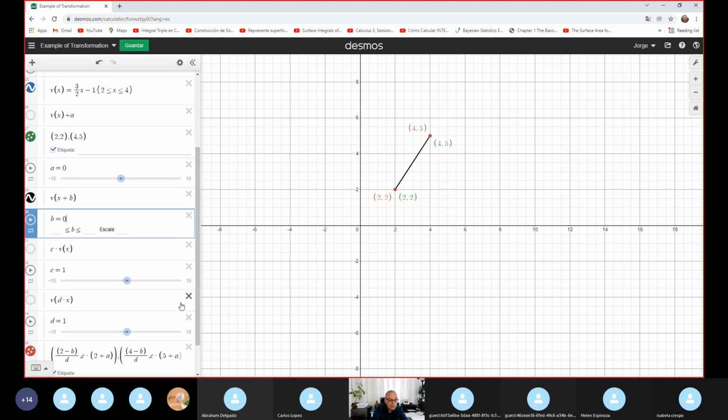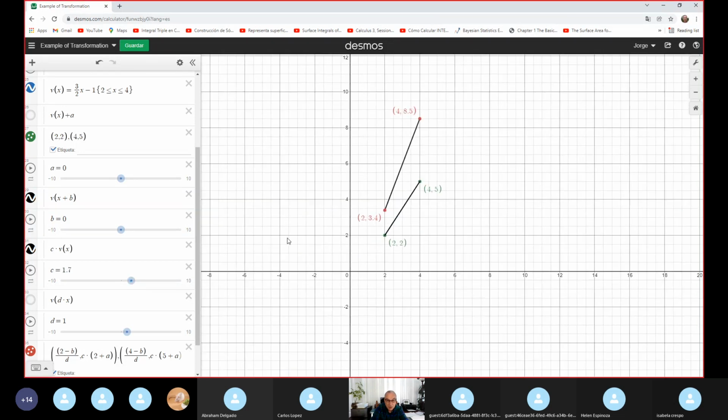Okay, so far no transformation. I apply multiplication by C. C is 1. Okay. C is positive and greater than 1. Look at the effect. It's a vertical transformation. You change the y component, and this y component is multiplied by the corresponding factor.